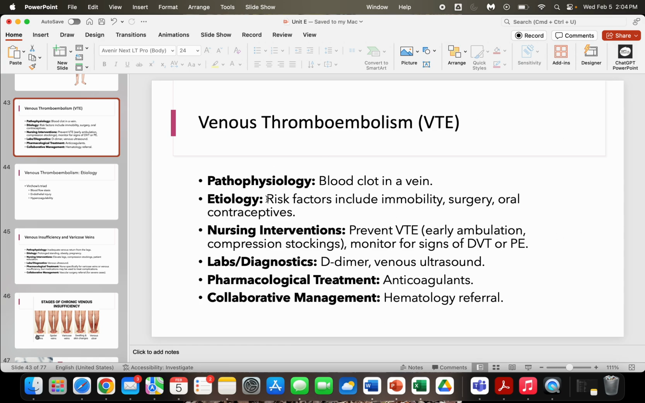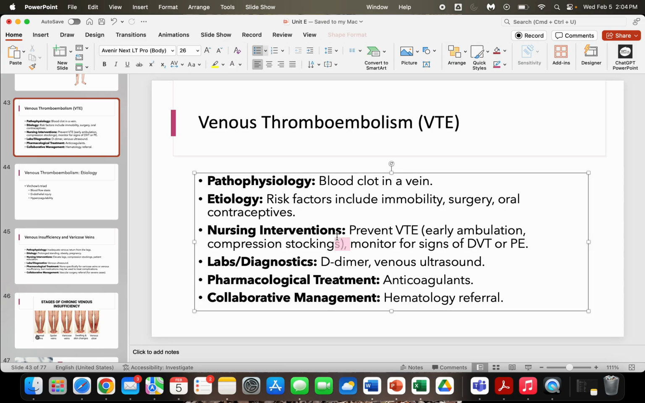So a blood clot develops in the vein. Risk factors for this: immobility, surgery, and oral contraceptives increase your risk. The goal is to prevent it. If we have a surgery patient, the reason they're getting them up the same day or early the next day is to prevent this from occurring. Our best practice now is early ambulation, compression stockings, and one of the things you're always going to see in the hospital is SCDs, those pumps they put on their legs that blow up and massage the legs. That's because they're trying to prevent patients from getting a venous thromboembolism.